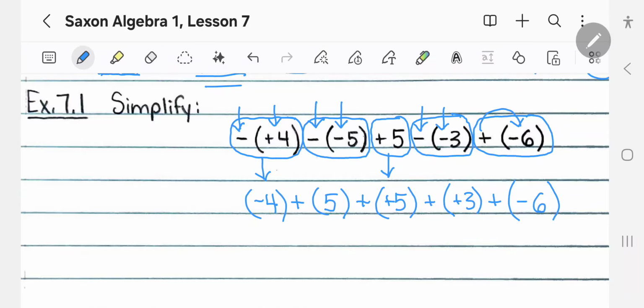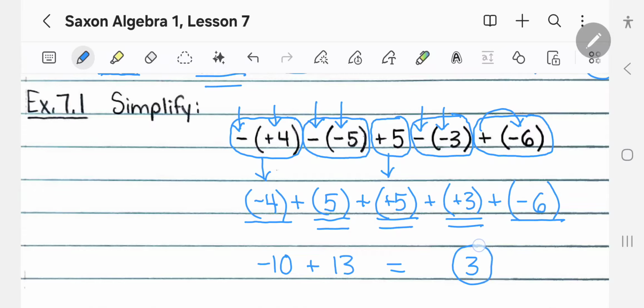Okay, now I can look through here and see which ones are positive, which ones are negative, and let's combine those. I have a negative 4 and a negative 6, which is a negative 10. Now I'm going to get my positives. I have a 5 and a 5, which makes 10, plus a 3, which is 13, and those are all positives. Now I'm going to combine two things that have different signs, so I'm going to subtract their absolute values, and get 3, and take the sign of the one with the largest absolute value, which is 13 in this case, and it's positive, so my answer is going to be positive, and that's a positive 3.